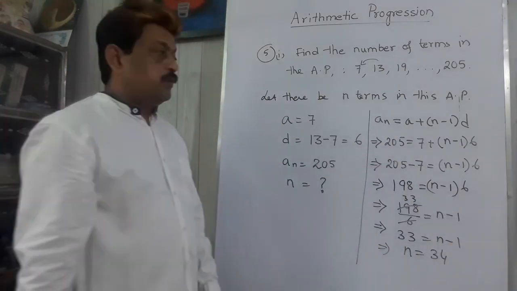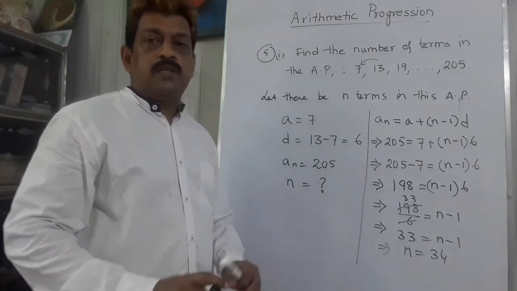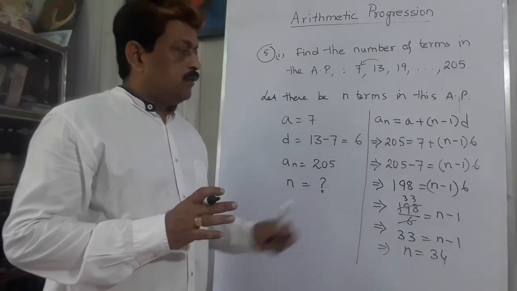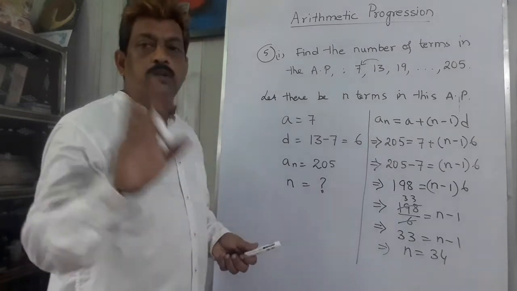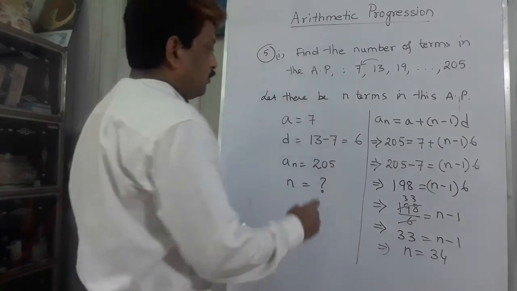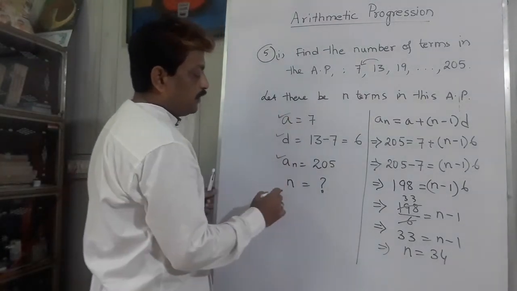Understood? So actually all the sums are of the same type, and not a single sum is too difficult for you to solve. The only thing you have to keep in mind is what are the things given and what we have to find.